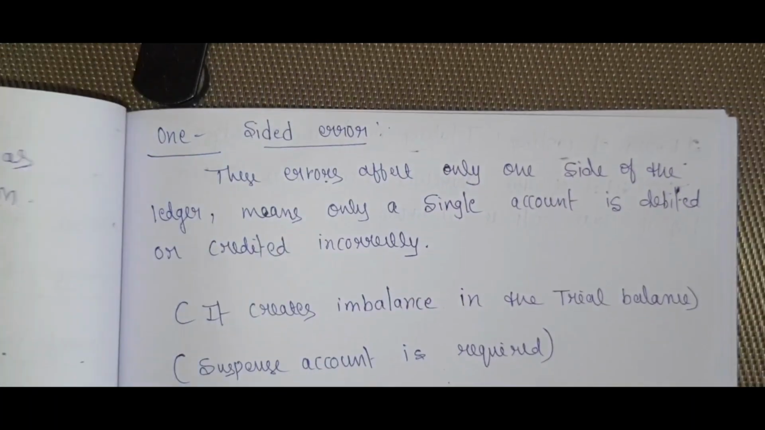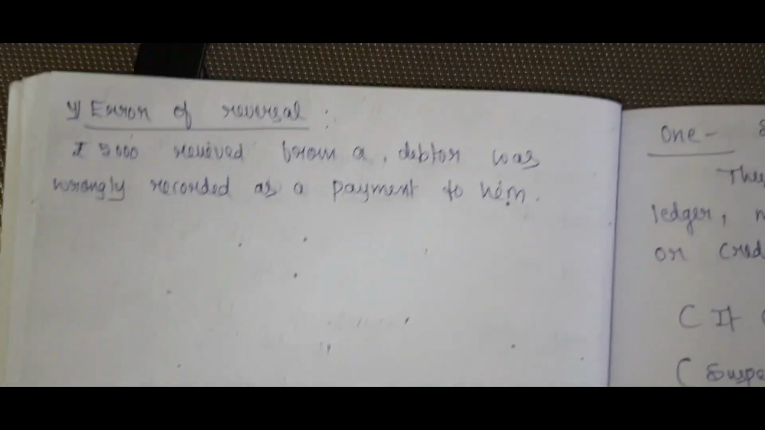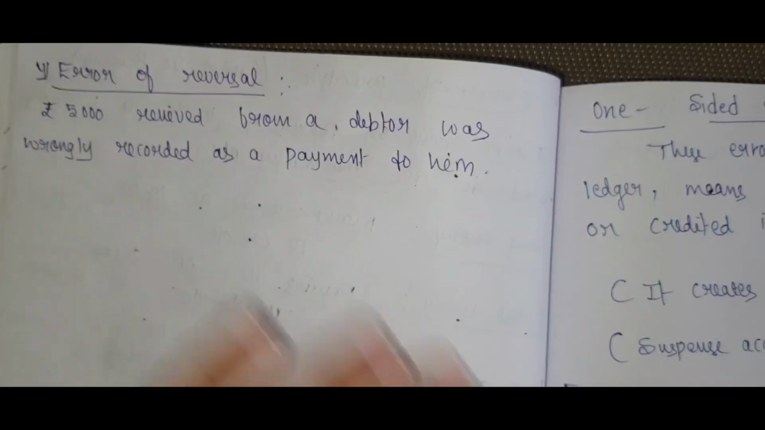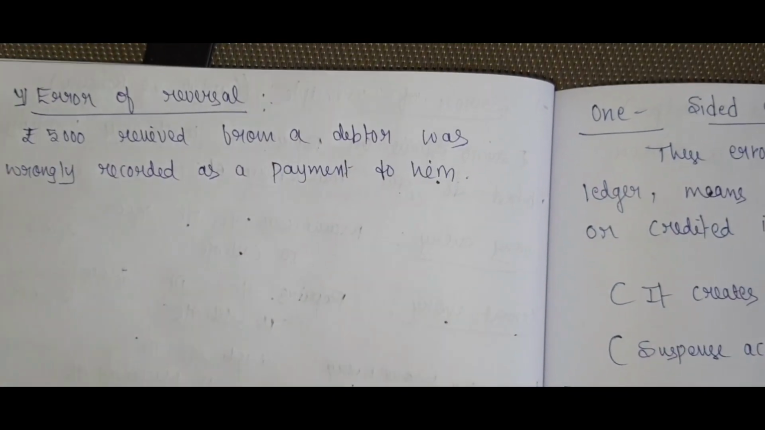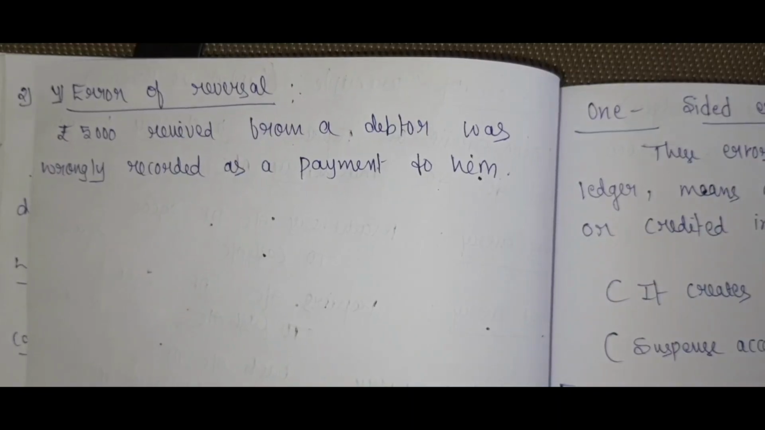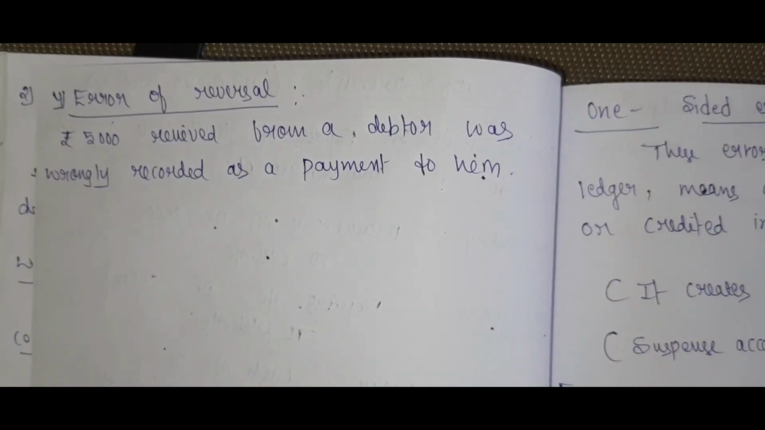Now we will move to the next example, that is error of reversal. See the example: rupees 5,000 received from a debtor was wrongly recorded as payment to him.